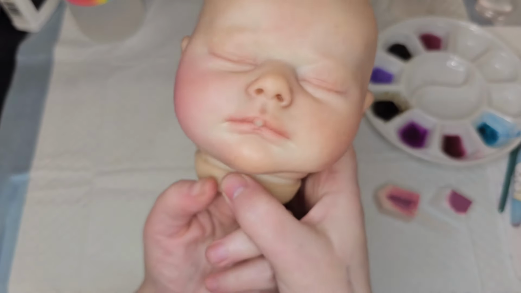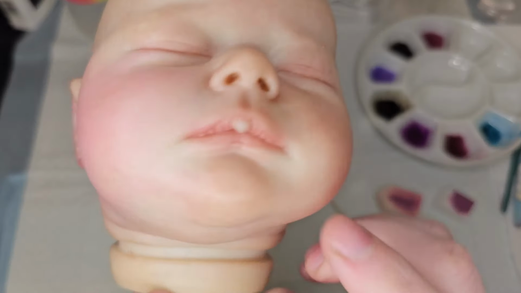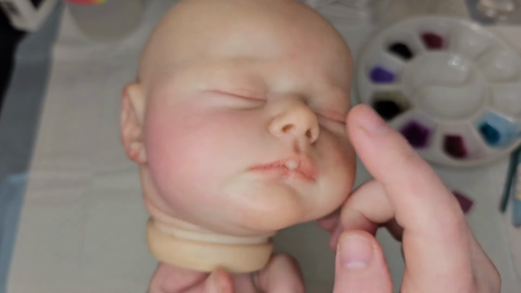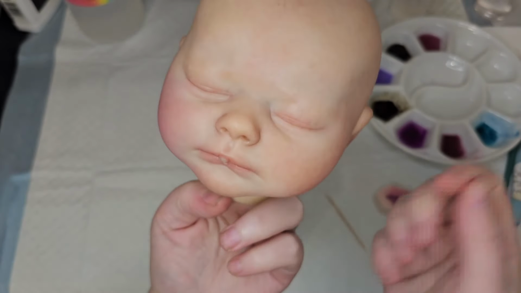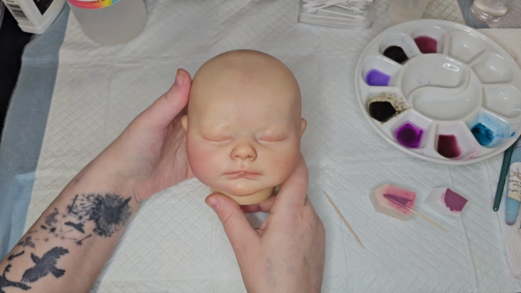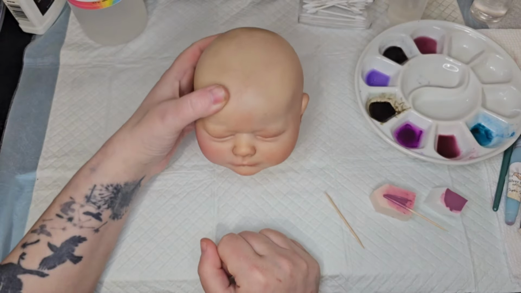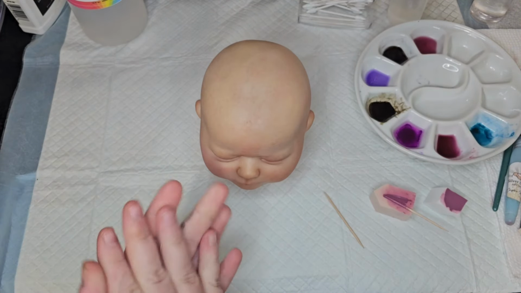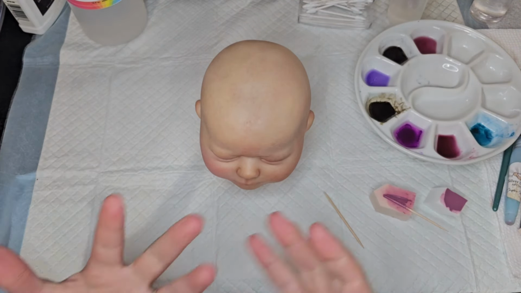There are other detail things, of course, I do at the end, like milk blisters. I would do that with my milia, lanugo, things like that. But right now I'm trying to focus on painting layers. So after texture, the baby is done being painted.